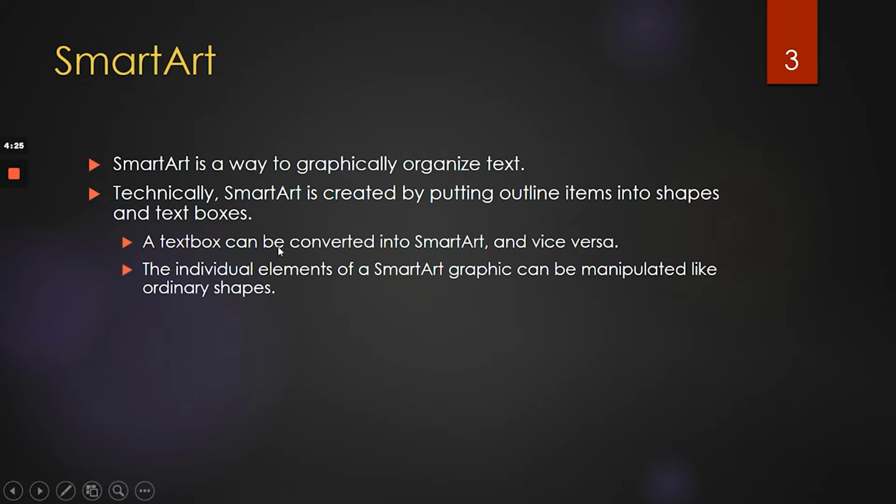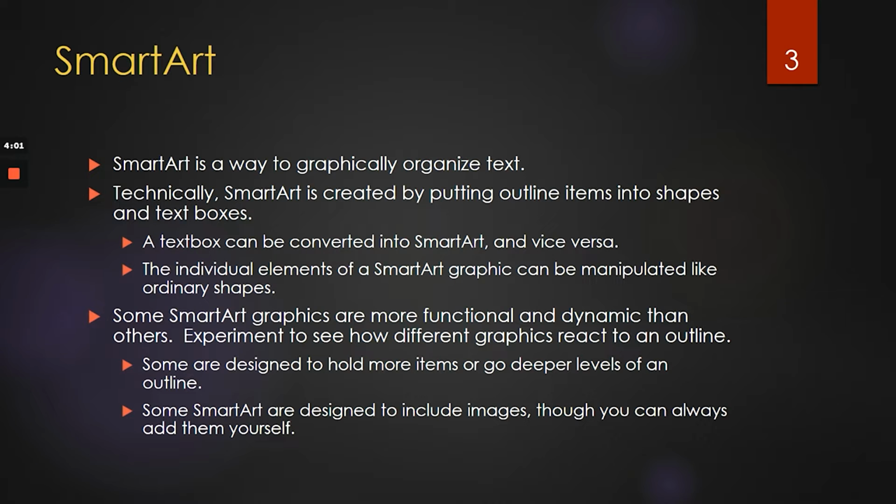A text box can be converted into SmartArt and vice versa. And once you have SmartArt created, the individual elements can be treated just like you would ordinarily. So if you have a shape as part of your SmartArt, you can still grab that shape, drag it somewhere else, change its size, its color, things of that nature.